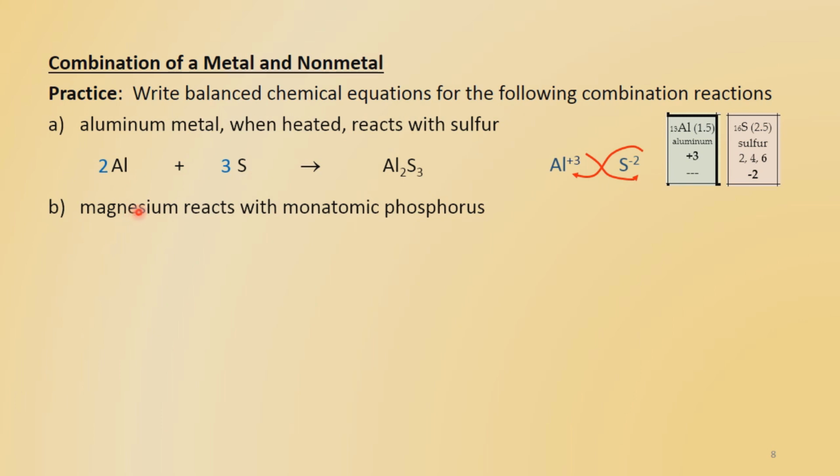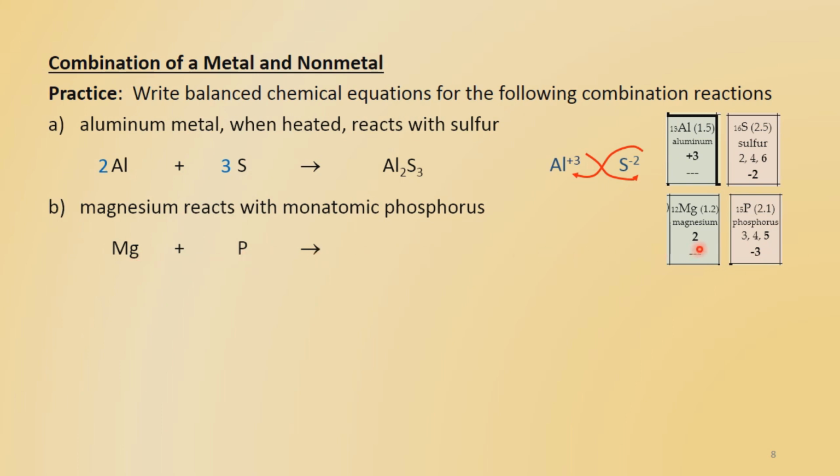Next we have magnesium reacting with monatomic phosphorus. The periodic table again will tell us the symbol of magnesium is Mg, and the symbol for phosphorus is P. We can write Mg plus P, and again I'm going to use the monatomic form of the nonmetal to keep it simple for us.